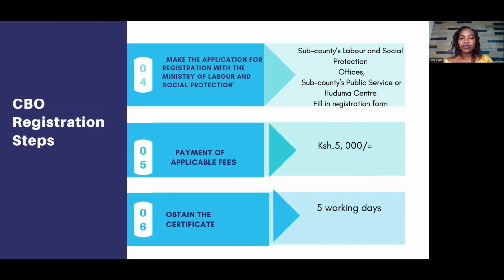Another thing is now you need to present your application for registration to the Ministry of Labor and Social Protection. And as I said, you do it at the sub-county level, and you can also do it at the Huduma Center where you fill in the form. And the form has very basic information, by the way. I'll share the form with you, but basically it asks where your offices are located, what your priority issues are that you want to address. Of course, you're going to be asked how you're going to raise funds to do your activities, and other contact details, a list of the members of this CBO, all that will be required.